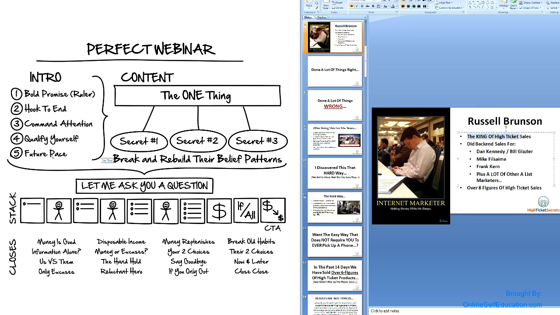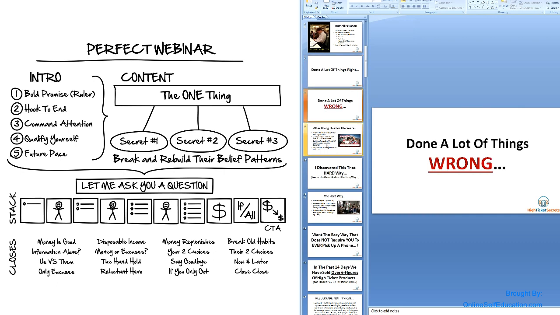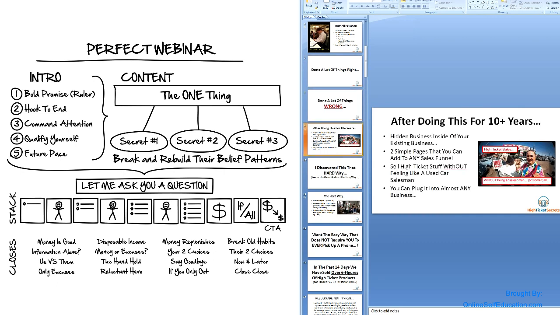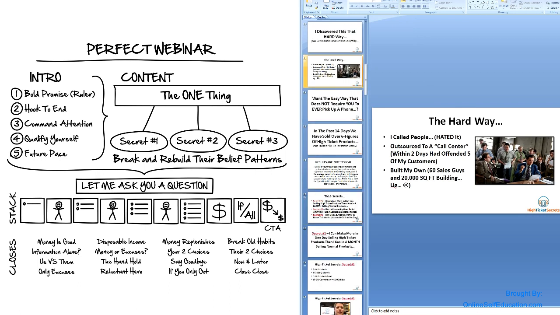And then from there, I like to future pace and say, well, some of these slides are still me qualifying. So here's my qualification. I did a lot of things right. I did a bunch of things wrong. After doing this for 10 years, this is what I figured out, and this leads back into my content. I discovered it the hard way, but you're going to have a chance to cheat. Again, here's the hard way I did it. It was really hard and frustrating.